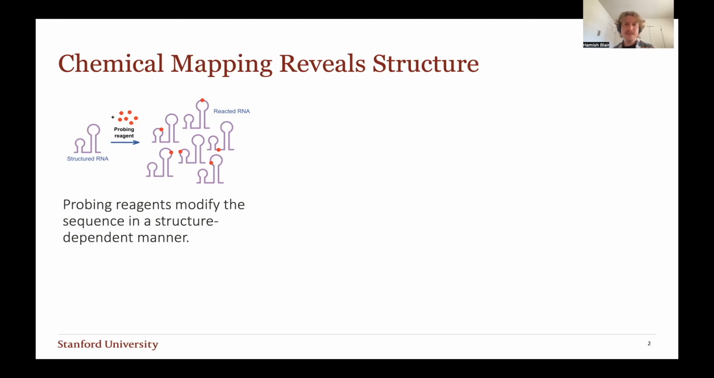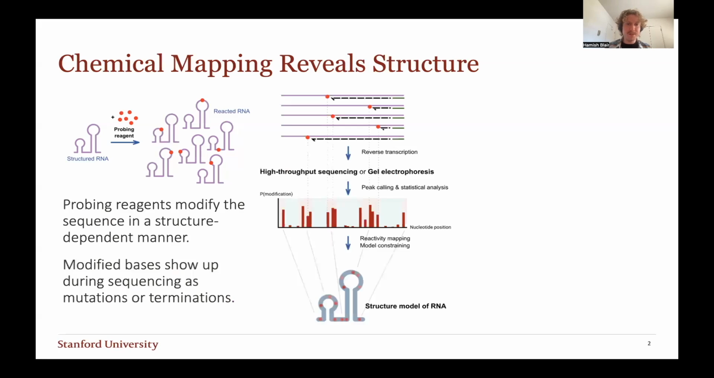So nucleotides that are unpaired are generally much more likely to be modified by this probing reagent than nucleotides that are paired. And so, for example, the probing locations will correlate much more highly with loops than with stems. And if we want to then figure out where this probing has occurred, we can take our RNA that's been mixed in with the probing reagent and we can sequence it.